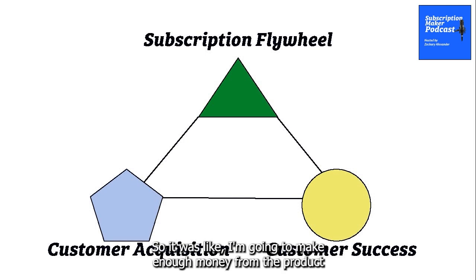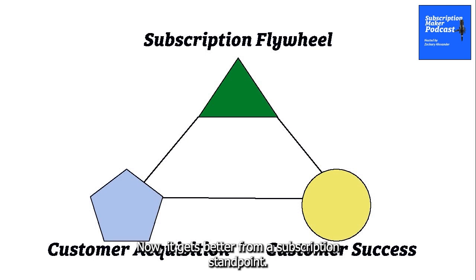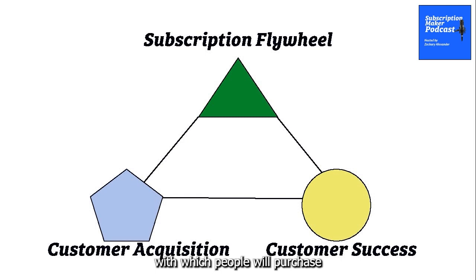So it's like, I'm going to make enough money from the product that I'm going to give it to you so you can purchase my service. Now, it gets better from a subscription standpoint if you can have a product which people will purchase in order to utilize your service, so that you're not out of pocket for providing them with the product to use your service. Keurig, when they started out, category leader, right?